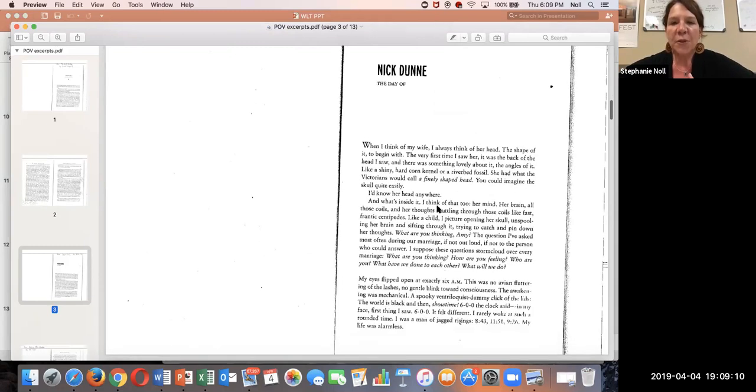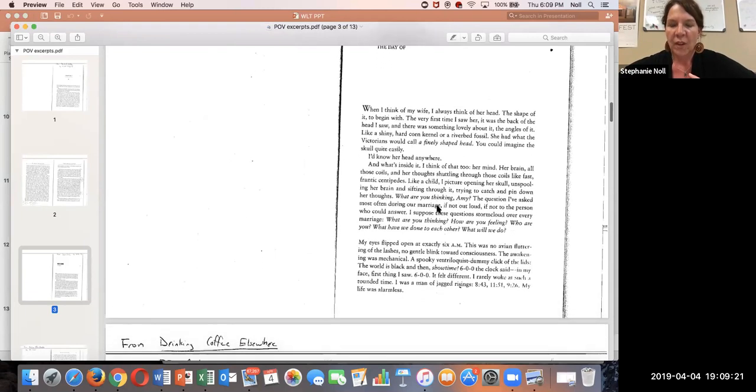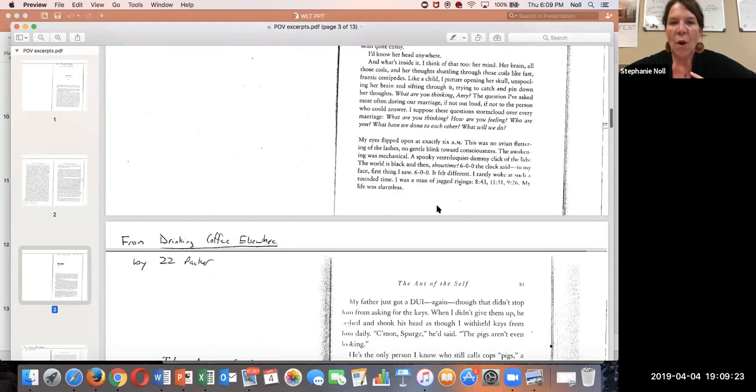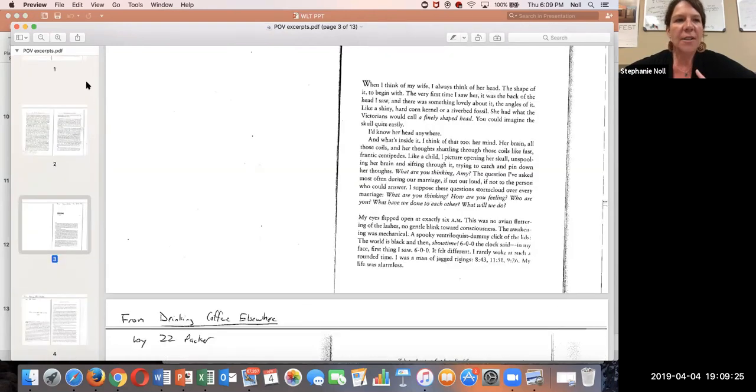So what is that first line? This is the very beginning of Gone Girl. And when you see that first line, "When I think of my wife, I always think of her head." What does that set up for you as a reader?